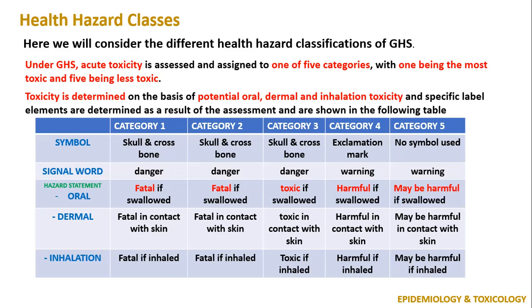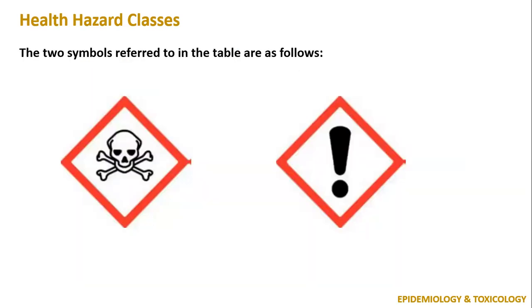So basically, under GHS, we are classifying the chemical based on its hazard, and we are also concerned with the labeling: labeling as category 1, 2, 3, 4 or 5 for chemicals having acute toxicity. Acute toxicity is basically exposure of a person to a chemical over a short period of time, to a higher dose or a higher concentration of the chemical. The two symbols referred to in this table are the skull and crossbones and the exclamation mark.